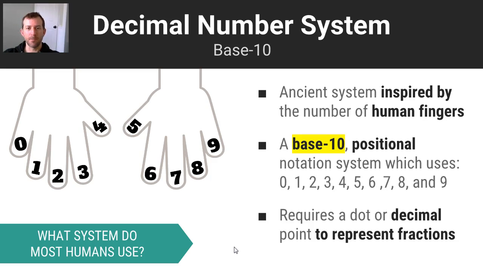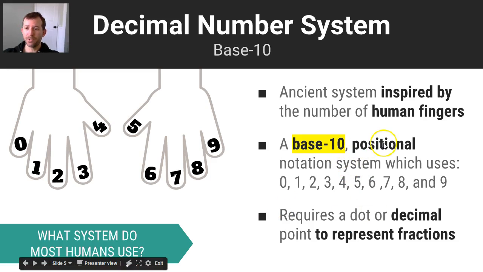It is inspired by the number of fingers that you have when you put your hands together. So whenever you want to think about the decimal number system, think about this graphic right here. You've got 0, 1, 2, 3, 4, 5, 6, 7, 8, 9. It may seem counterintuitive to start with 0, but remember, in the decimal number system and in these other number systems, 0 is an important number.